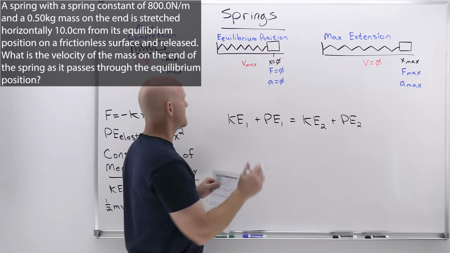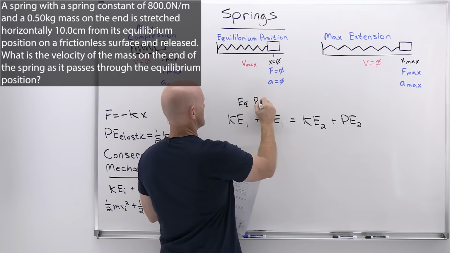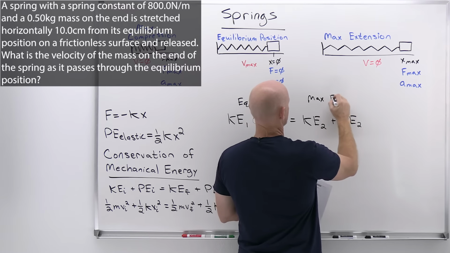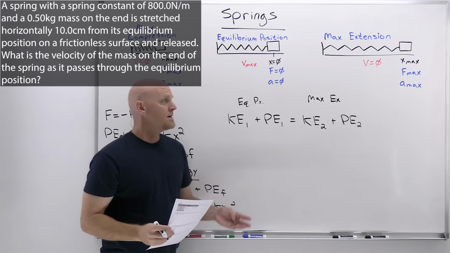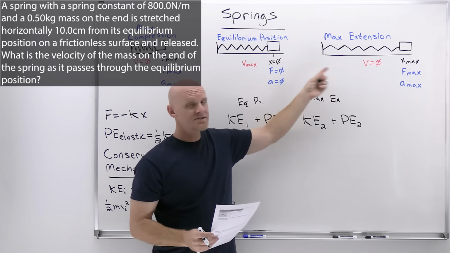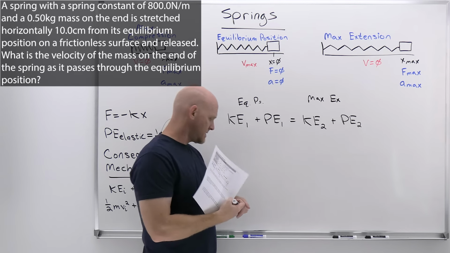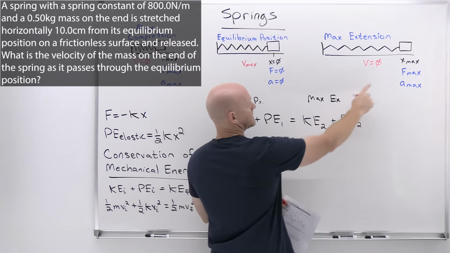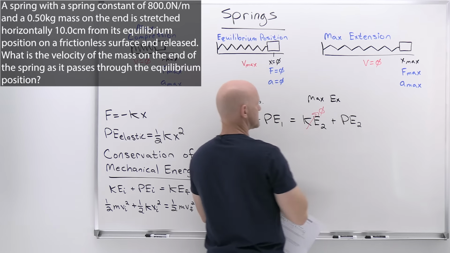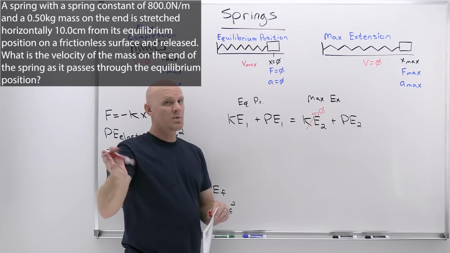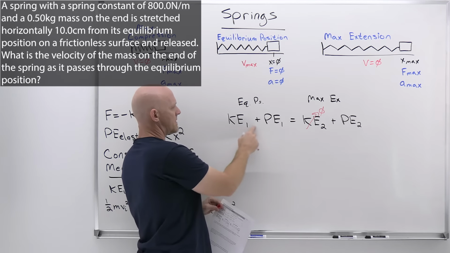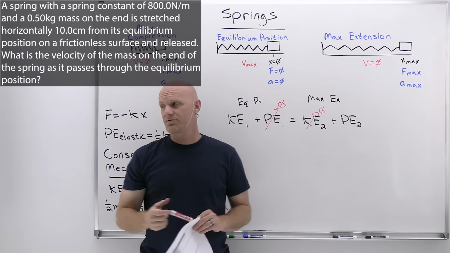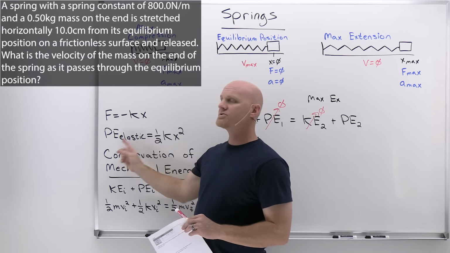And so the positions we're going to use here are the equilibrium position here, and then the point of max extension right here, because we know some things about these 2 points. One, at the point of max extension, there's no kinetic energy. The velocity is 0. That term's going to go away. And at the equilibrium position, where we want the velocity, we know that there's no potential energy because there's no displacement. If the displacement is 0, then the restoring force is 0, and there's no elastic potential energy as well.